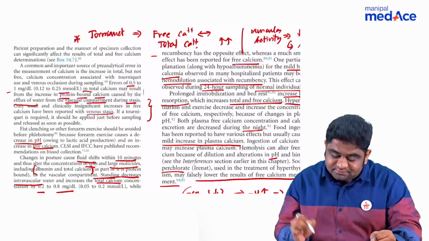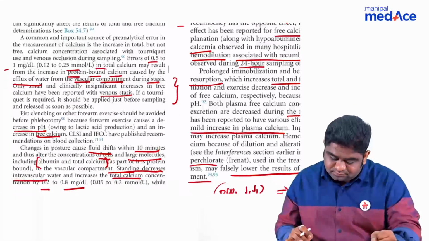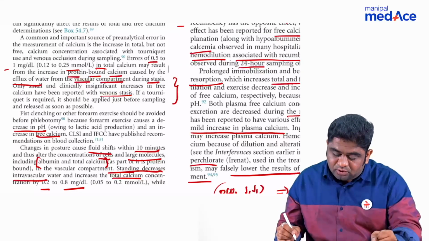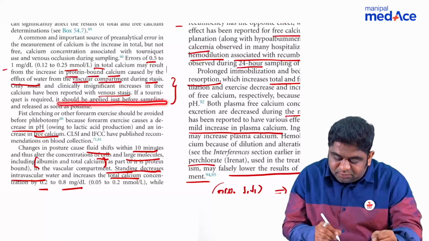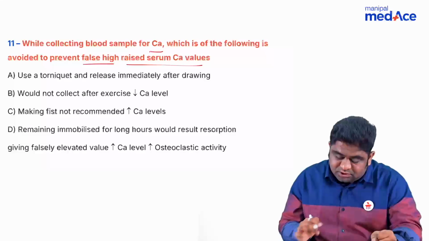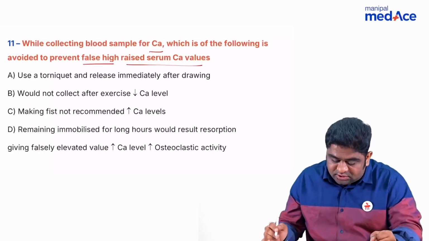Come on. I would like you to focus on this area here. These are all the areas where the answer has been given. I told you, if at all you're using a tourniquet, it should be applied just before sampling and released as soon as possible. This can avoid some amount of changes. So it can prevent falsely raised or falsely low calcium values also.